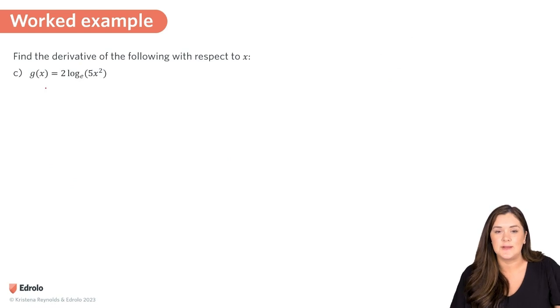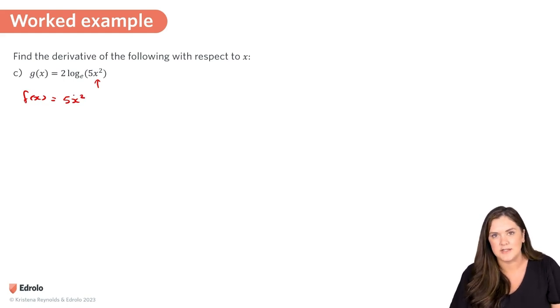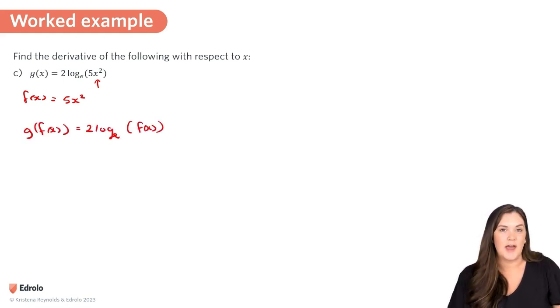Our next example has something a little bit different. We have 5x squared in that middle part there. So we're just going to see if that changes anything. So again, we are going to let f of x equal what's inside there. So let that equal 5x squared. And now we can rewrite g of x in terms of f of x. So now we have our two different functions. So now we can differentiate them separately.